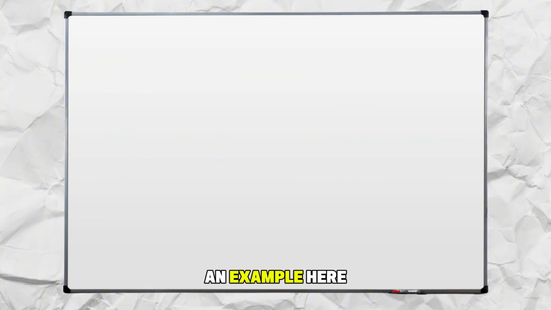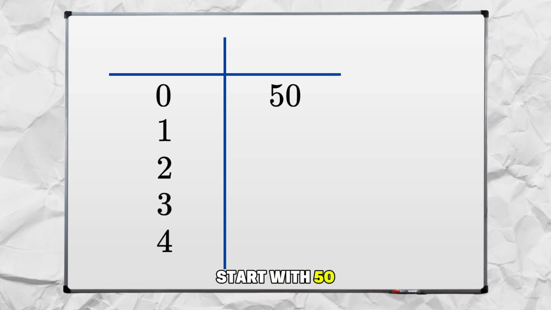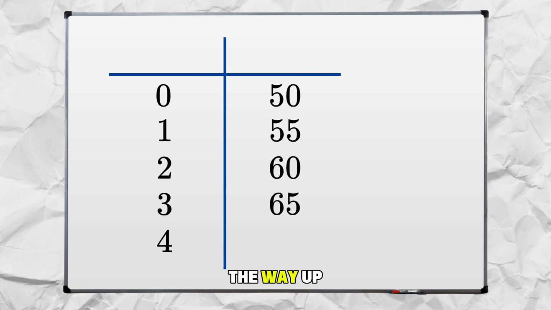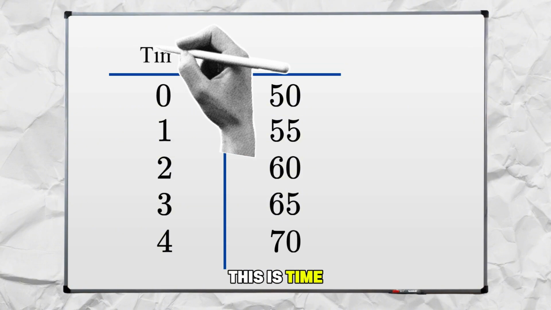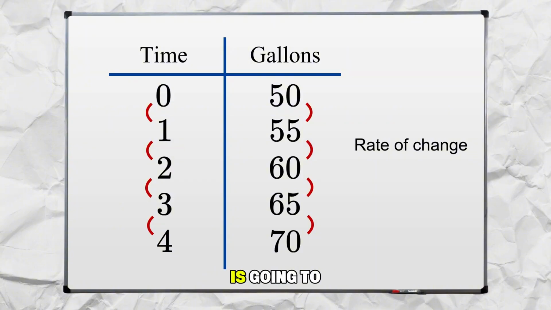Let's go ahead and look at an example here. Let's use a table with the following values. We'll go from 1 to 4, and then we'll start with 50 and increase all the way up to 70. We can say this is time and maybe gallons of water filling up a container. Taking a look at this table, we notice that we're always gaining 5 for each increase of 1. So the rate of change between these two points is going to be 5.